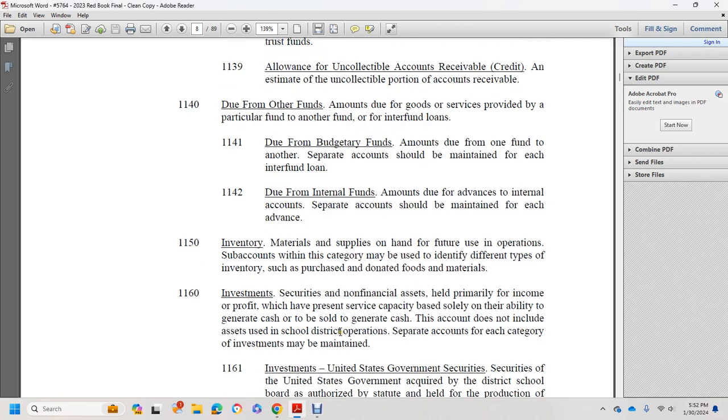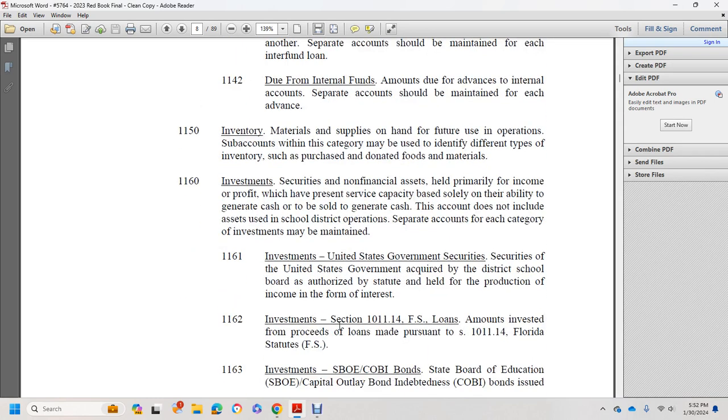1160, Investments. Securities and non-financial assets held primarily for the income of the property, which have present service capacity based solely on the ability to generate cash or to be sold to generate cash. The account does not include assets used within the school district operation. Separate accounts for each of the investment categories must be maintained.